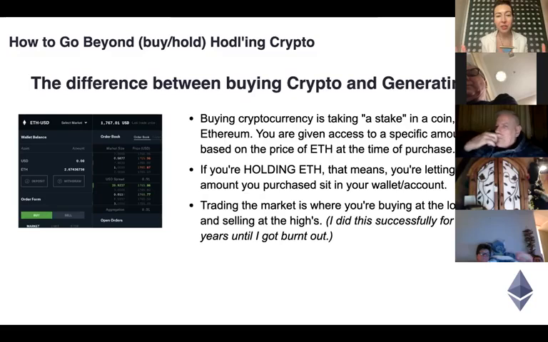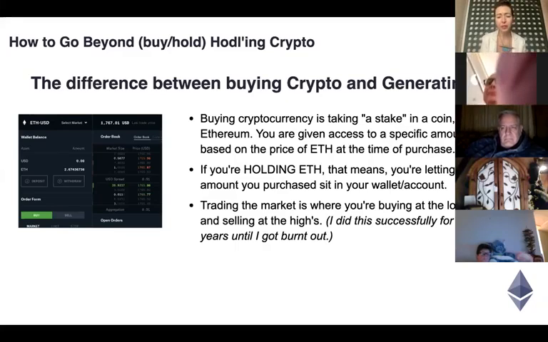But that's just the buying and hodling strategy: you're buying at the lows and then selling at the highs, and you keep shaving profit off. But you want to be generating crypto. You want to be generating it, not just holding it and profiting slowly like that. Does that make sense, guys? Does that make sense why you wouldn't want to just buy and hold?